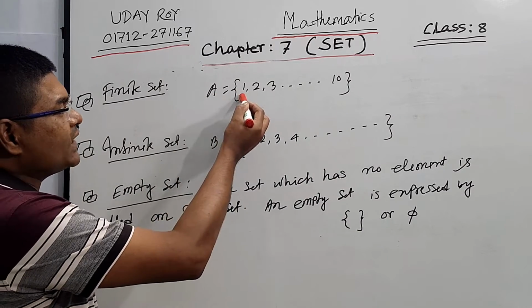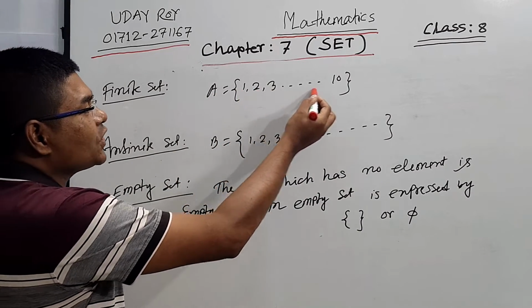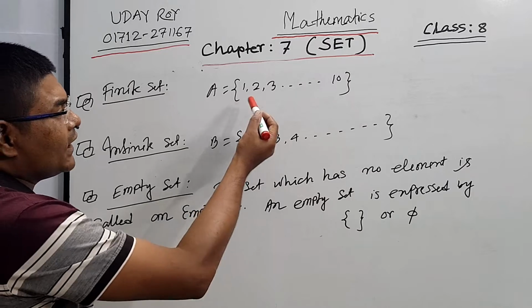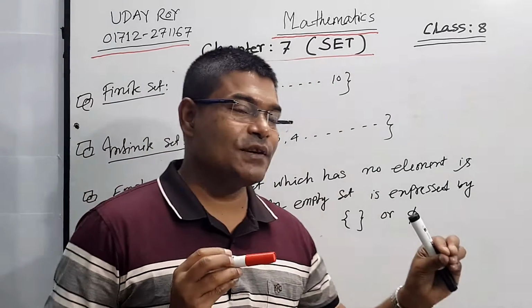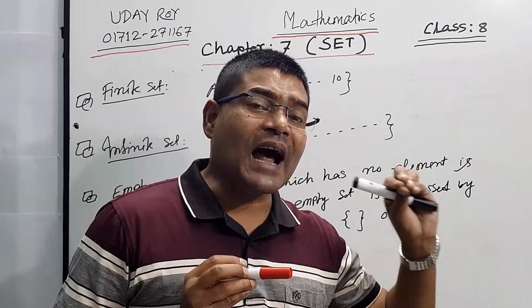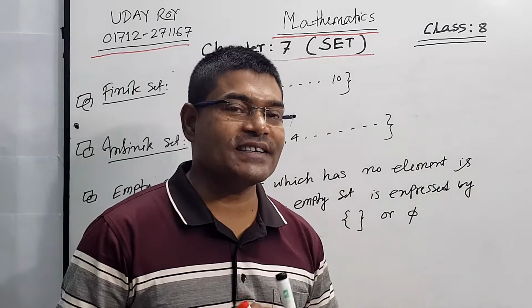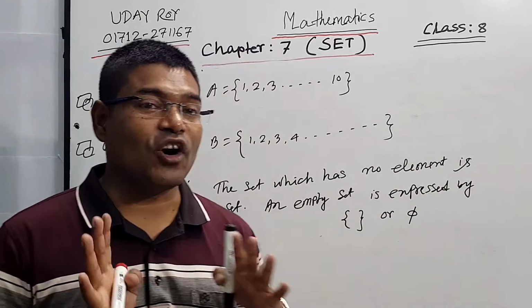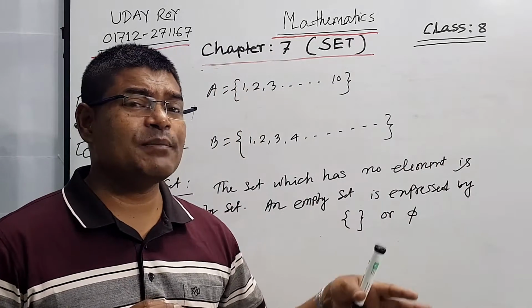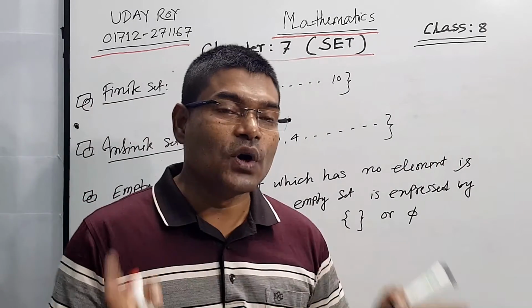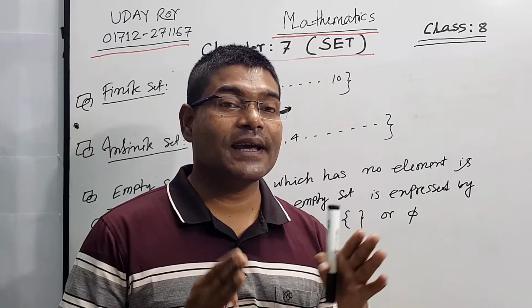A equals 1, 2, 3, dot dot up to 10. Here the elements are fixed. The sets whose elements are fixed are finite sets, and the sets whose elements are not fixed are infinite sets. A set which has no elements is called an empty set.